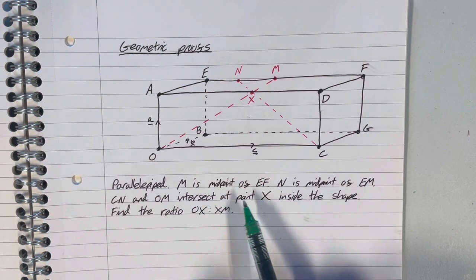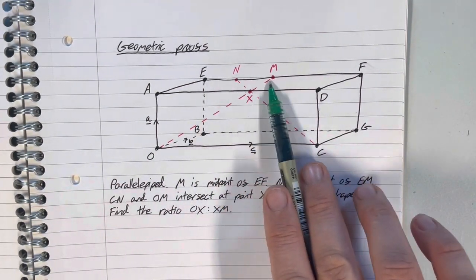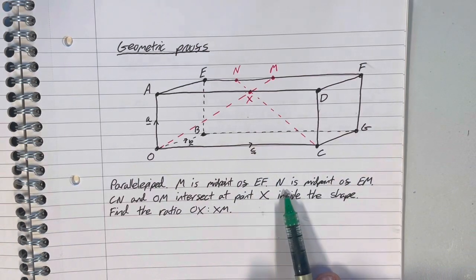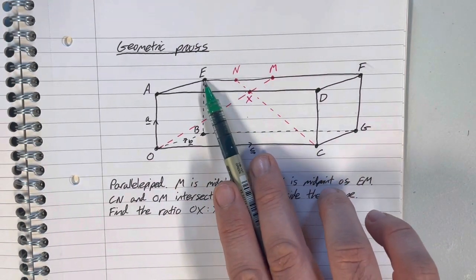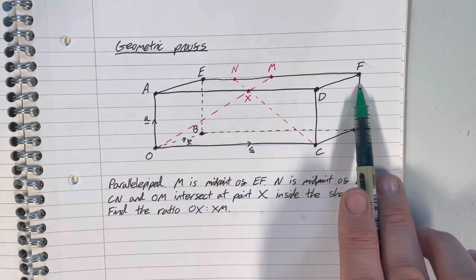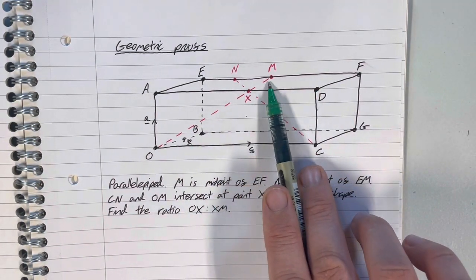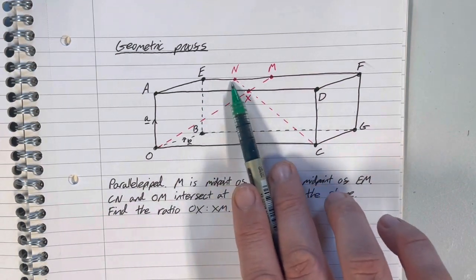So we've got some definitions here. We've got M, we're told, is the midpoint of EF. So M is halfway from E to F. And N is the midpoint of EM. So N is halfway from E to M. So if you like, it's a quarter of the way from E to F. And we know that because M is halfway from E to F, and N is half of that. So it's a quarter of the way.